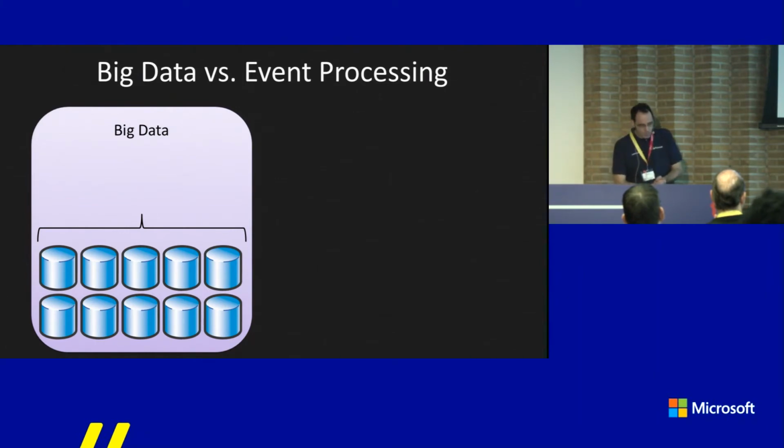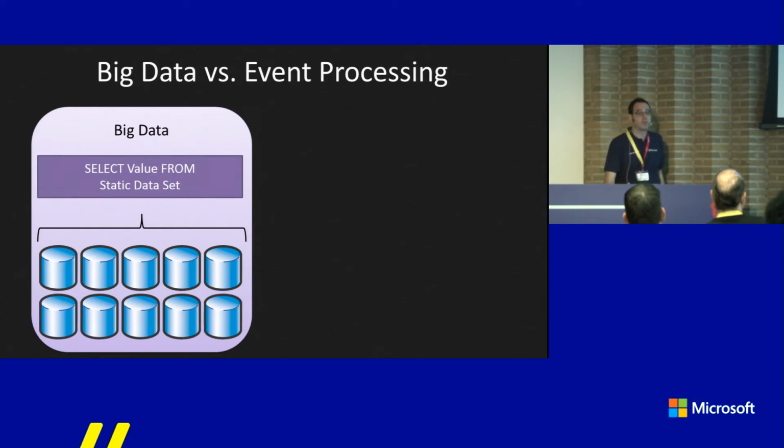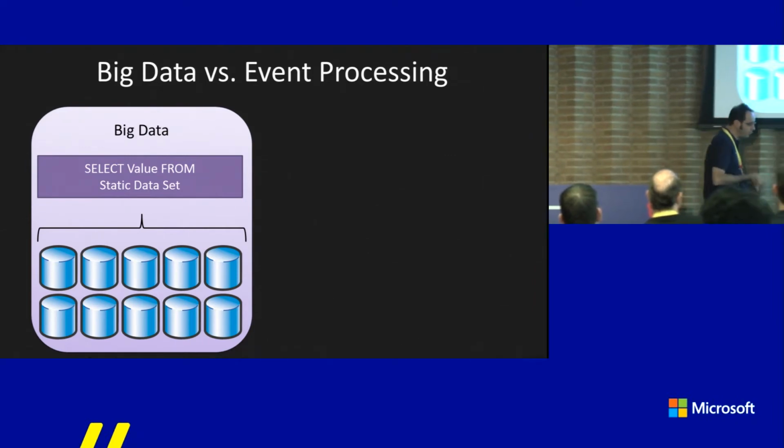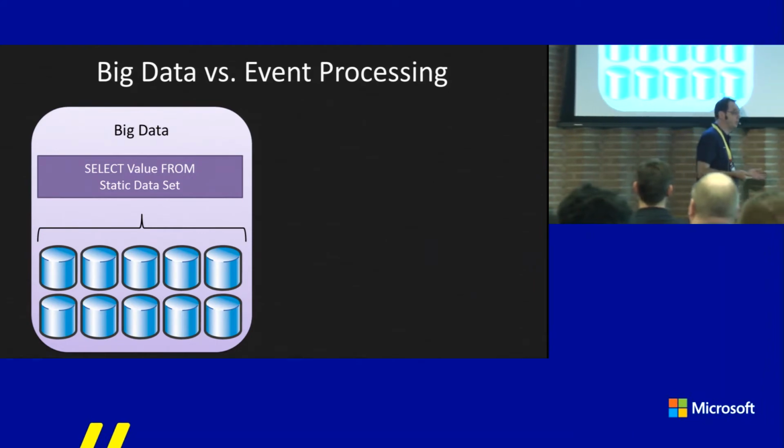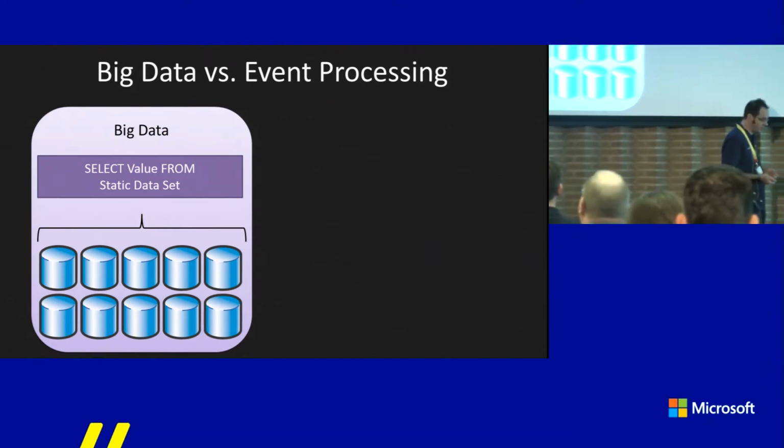Typically, with big data scenarios, you're thinking about selecting data from a large data set. So basically, you've got a large data set. This can be sharded. This can be distributed across multiple databases. It could be a data warehouse. It could be Hadoop, that type of thing. But when you want to extract value from that data, you're typically saying select a value from a static data set. This is what we think of. We start off learning this with technologies like SQL Server.